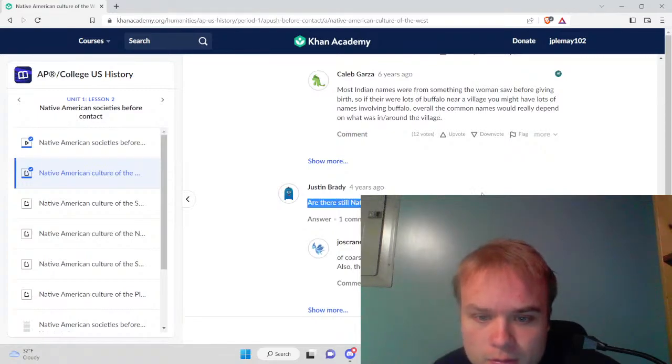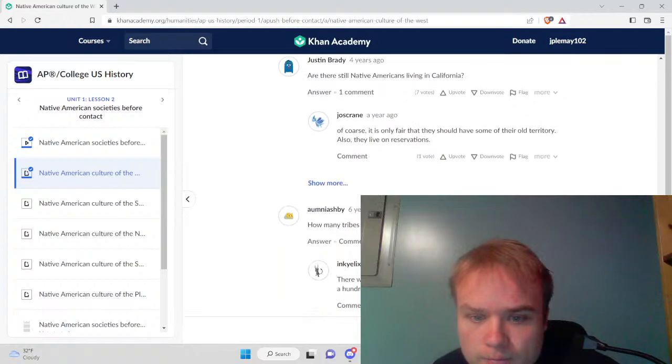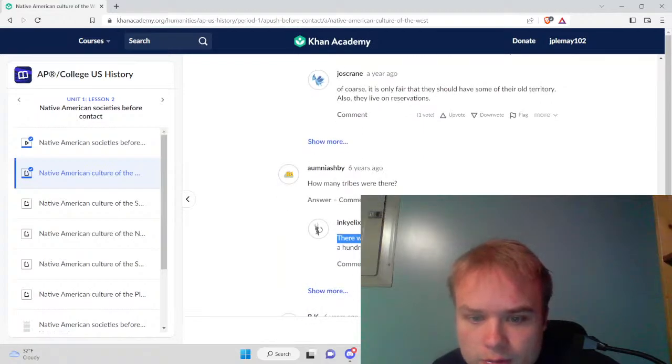And of course, it was only fair that they should have some of the village. How many tribes were there? There were so many tribes that stayed in the article. There were more than 100 in California.